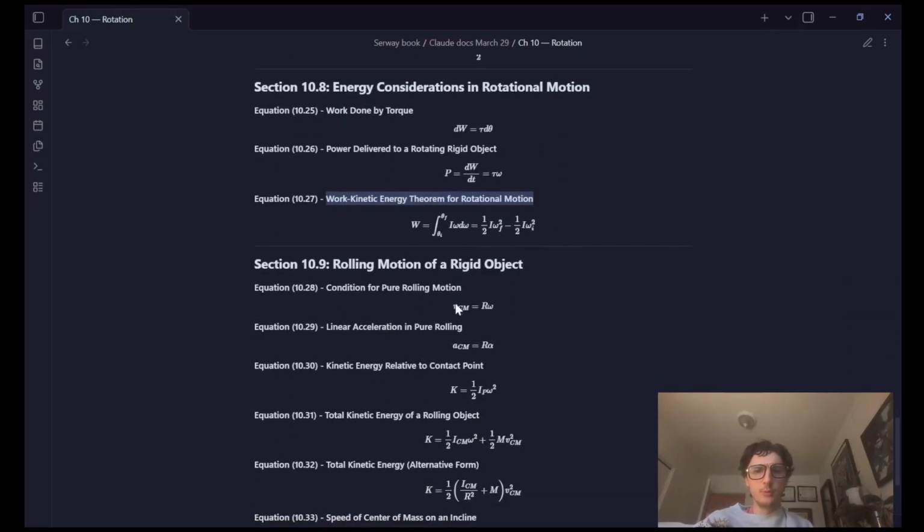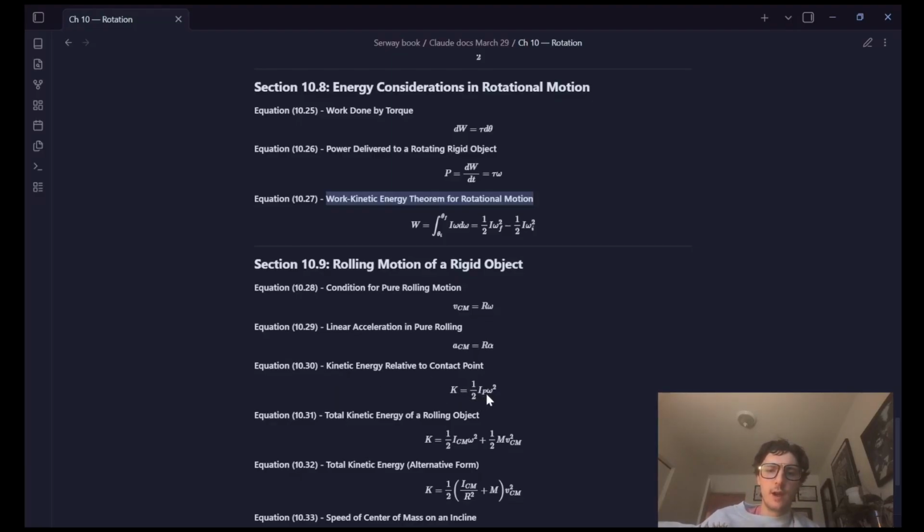Condition for pure rolling motion. Vcm is equal to r omega. V, I'm assuming, is the velocity at the center of mass, r is the radius of some object that is circular, that is rolling, and omega is the angular velocity of that object. Linear acceleration in pure rolling. So the acceleration at the center of mass, which is linear, is equal to r, the radius of the rolling thing, which is normally a circle or a cylinder or something with a radius, times alpha, the angular acceleration of that rotating thing.